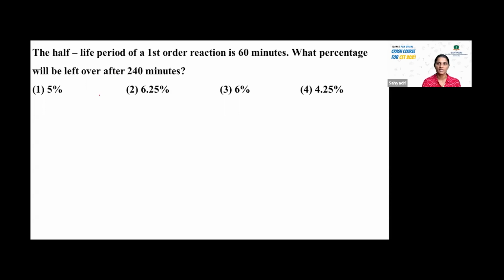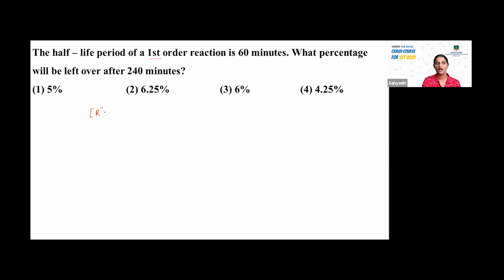What is 240 minutes? You can use the shortcut method, right? Yes. Many of you are giving 6.25 as the answer. Who had given 4 as the answer? Check, Akhil. Okay. 60 and 240, first order reaction, 4 times, correct? So now we have to calculate 4 T halves. After 4 T halves, how much is left?